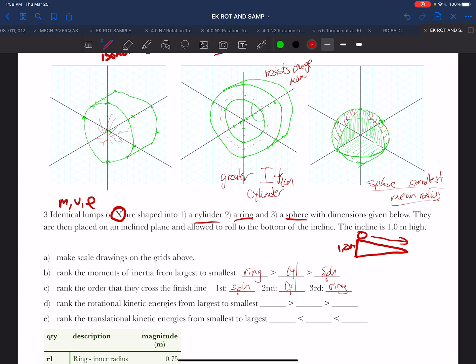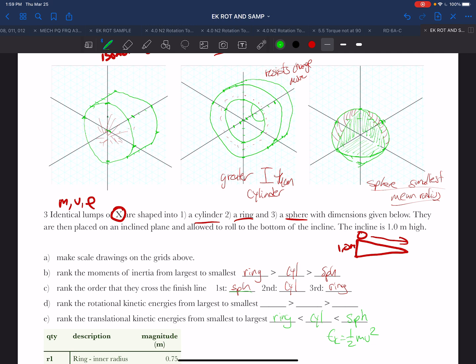All right, so translational kinetic energy is 1/2 mv squared. And so it stands to reason that if the sphere gets there first, they all start at the same speed, 0. The sphere gets there first, it must have had the highest average velocity and the highest final velocity. So it's going to have the greatest translational kinetic energy. So from the smallest to the largest, the largest is going to be the sphere. That means the least is going to be the ring. It's going to have the smallest linear velocity, and the cylinder will be in the middle.